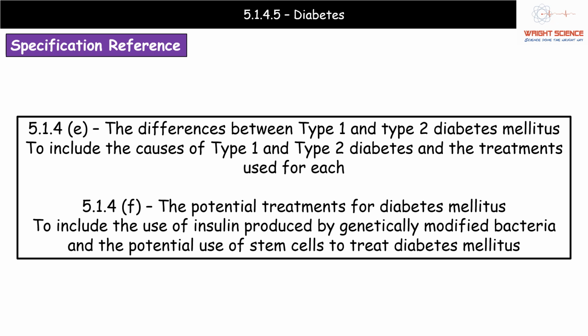This is part of our Module 5 Section 4 series looking at hormonal control. So what we're going to be looking at in this video is 5.1.4e, the differences between type 1 and type 2 diabetes mellitus, and 5.1.4f, the potential treatments for diabetes mellitus.